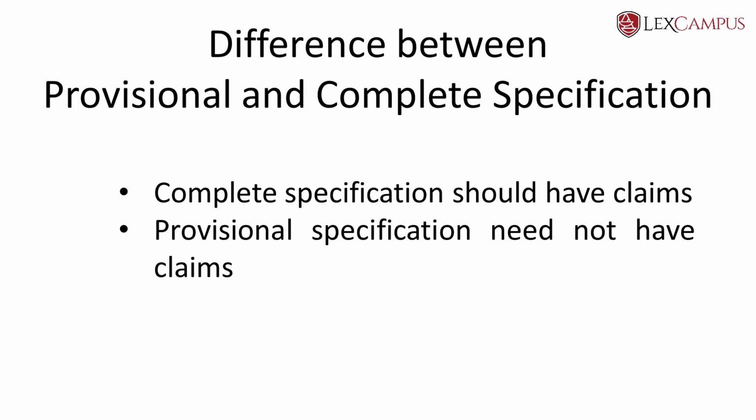A provisional need not have claims. It could also have claims, but if you file an application under form 2 without drafting the claims, it will automatically be deemed a provisional specification. If the claims are there, it could be considered a provisional or a complete. It depends on how you prosecute it.